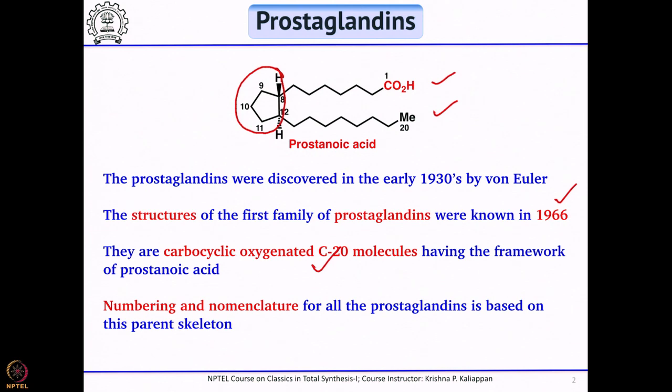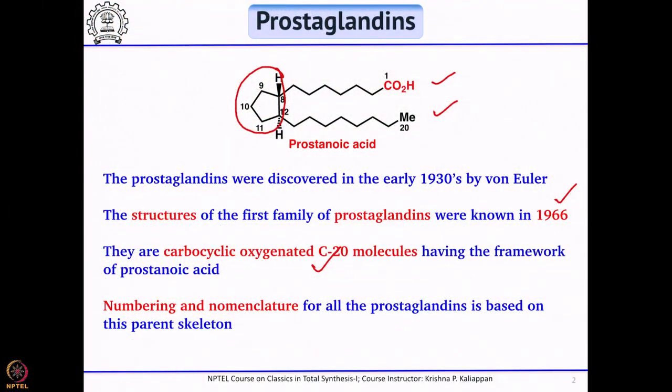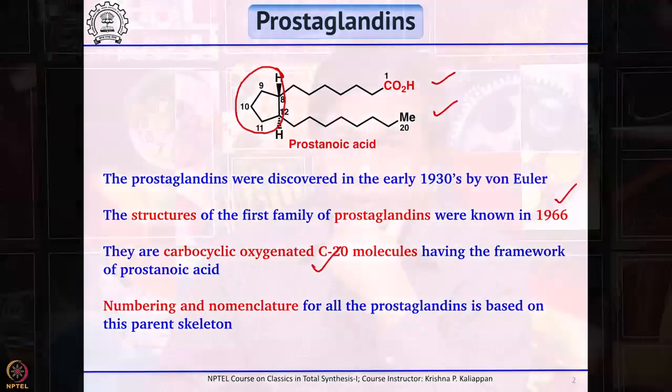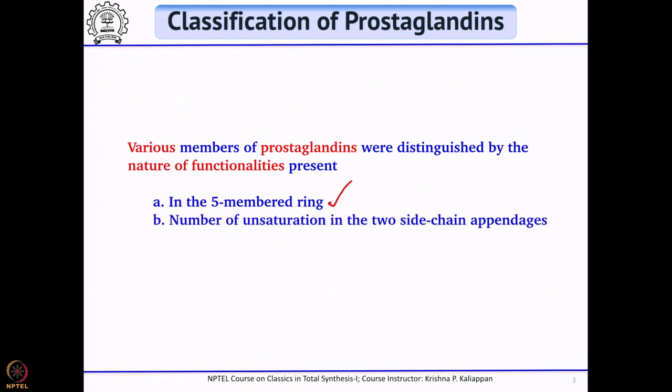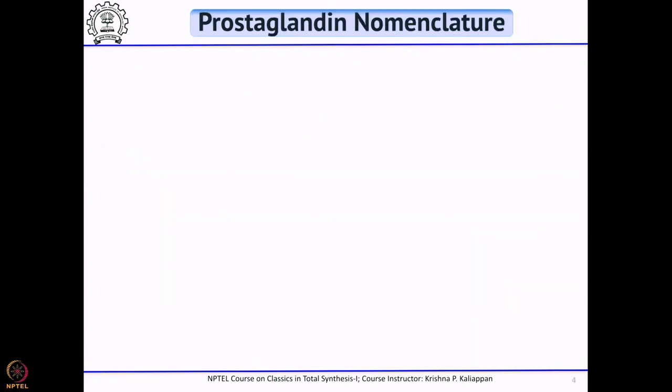How do you classify prostaglandins and how do you name them? It depends on the functional groups present in the molecule. The basic structure is the same, cyclopentane with two side chains. The classification is based on two things. One, the functionalities present in the 5-membered ring: what are the functional groups present and what is their relationship? The second depends on the number of unsaturations present in the two side chains. Let us directly go into the nomenclature.